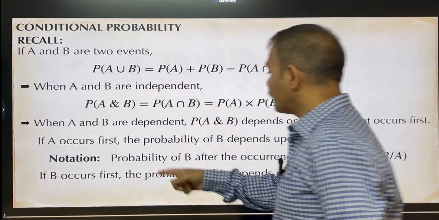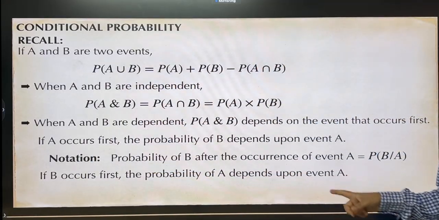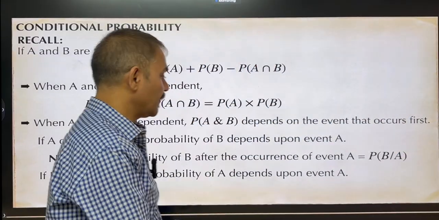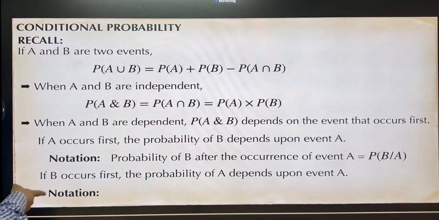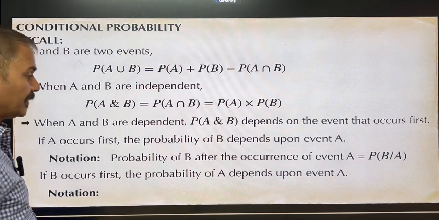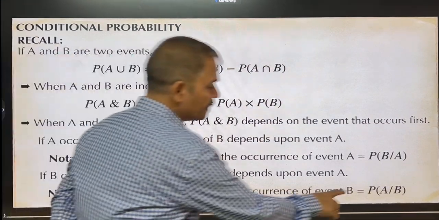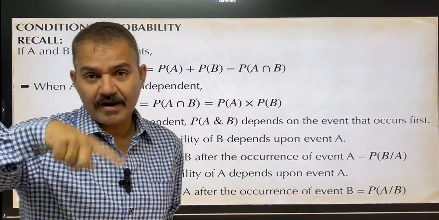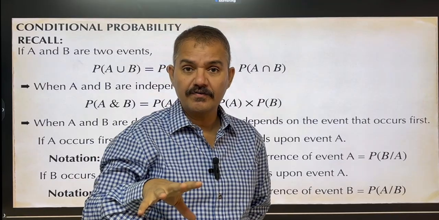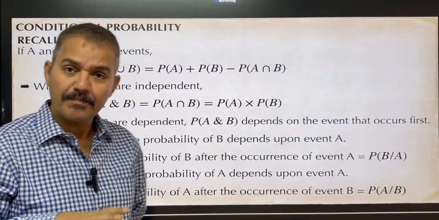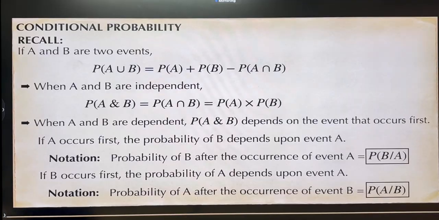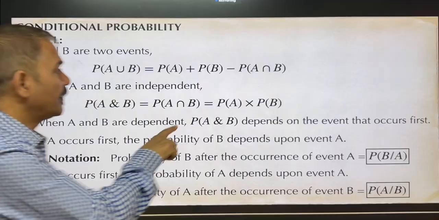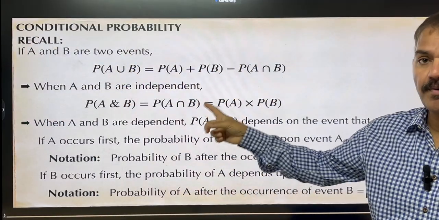Similarly, if B occurs first, then the probability of A will depend upon event B. So how do we write it? If B occurs first, then what will be the probability of A? It will be P(A/B). So basically it is the probability of A, and the slash B shows that B has occurred first and A depends upon B, right? So these two are probabilities under some conditions. These probabilities are called conditional probabilities.